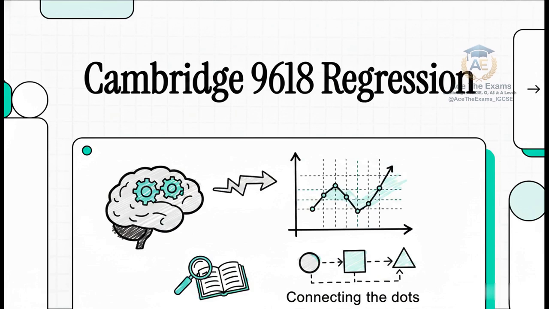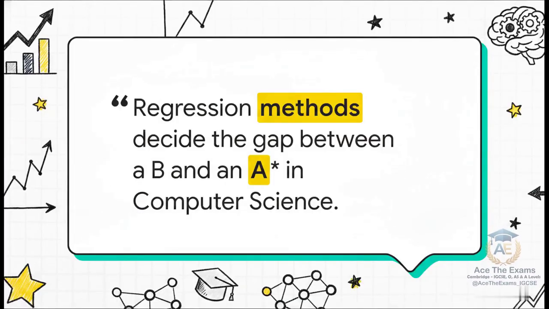If you've been struggling to connect the dots on complex machine learning questions, you are exactly where you need to be. Listen to this direct insight pulled from senior examiner reports. They state, the difference between a B and an A star in computer science often comes down to how well you understand regression methods in machine learning. Think about that. This isn't just another bullet point on the 9618 syllabus. It is a major differentiator. It is the ultimate boss fight of your exam.